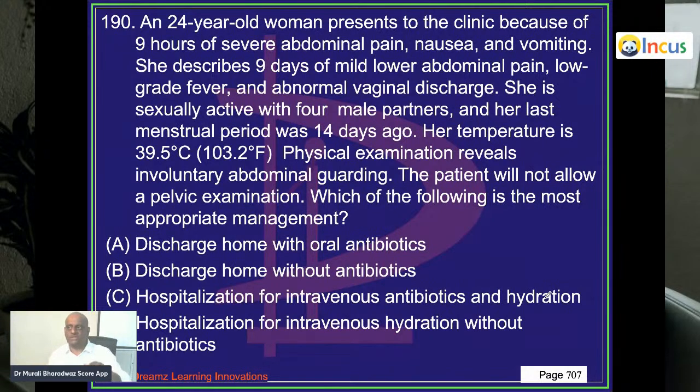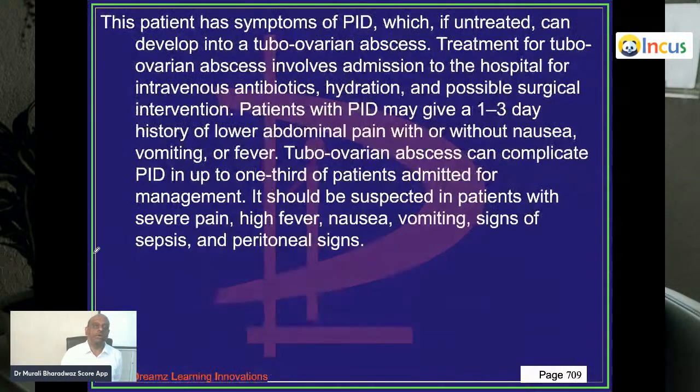24-year-old woman presents with 9 hours of severe abdominal pain and 4 male sexual partners. Wow. Real lifetime achievement. And involuntary abdominal guarding. So what is she at a great risk of, doctor? Pelvic inflammatory disease. Hospitalize, give IV fluids, hydrate. That is what you need to do in this given case, along with antibiotics.